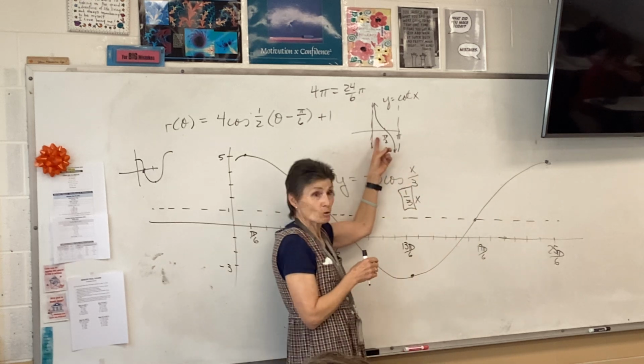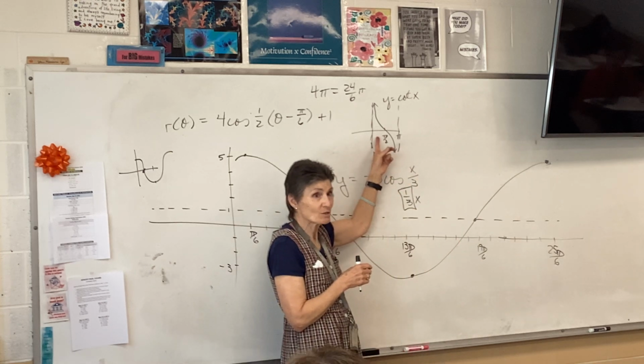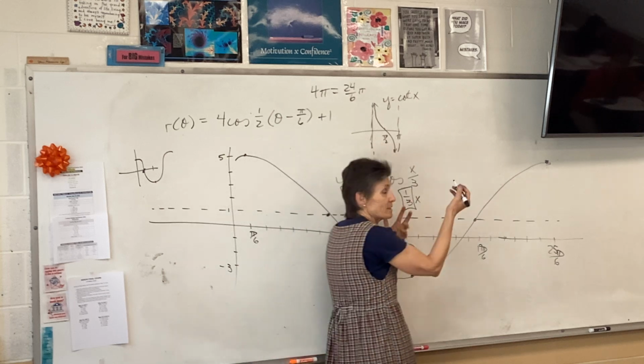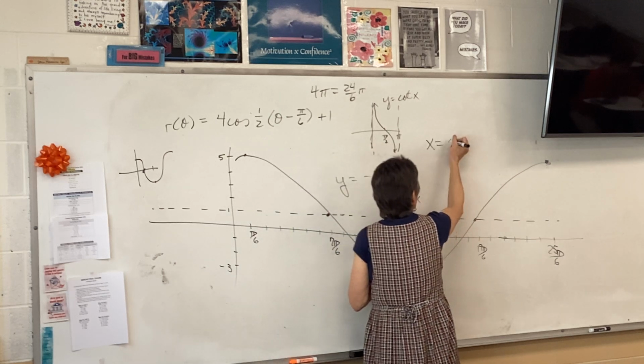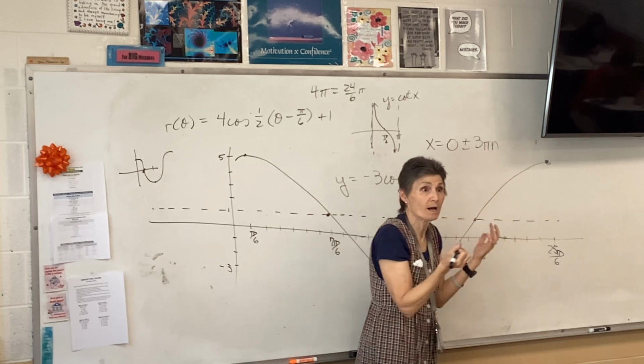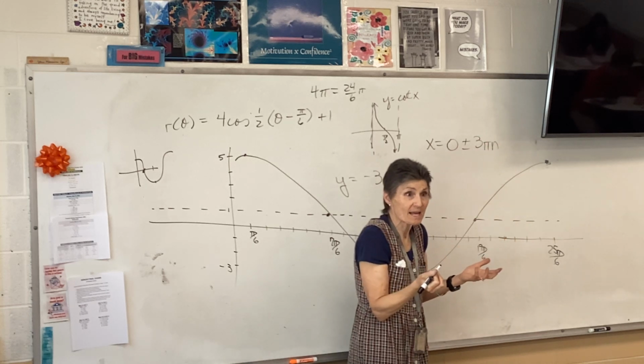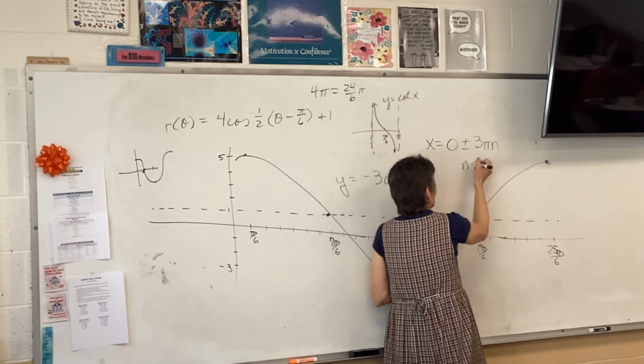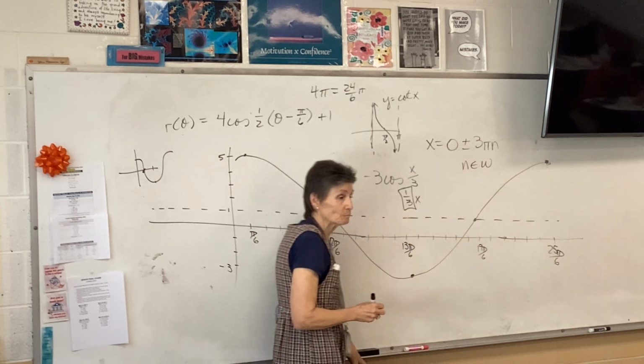Now, is the first one still at 0? Yeah, we haven't changed that one. So I would say your asymptotes are going to be at 0 plus or minus multiples of 3π, because that's your period now. Or should that cosine be a cotangent in the middle?